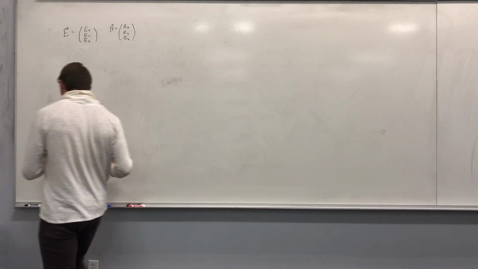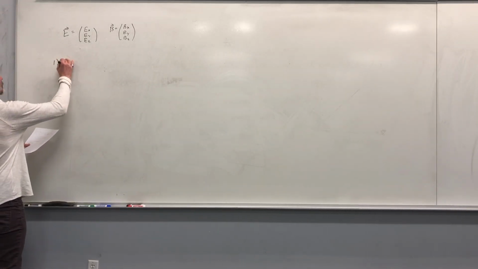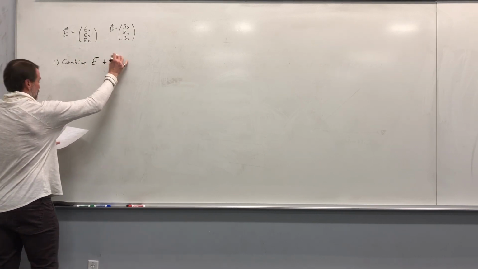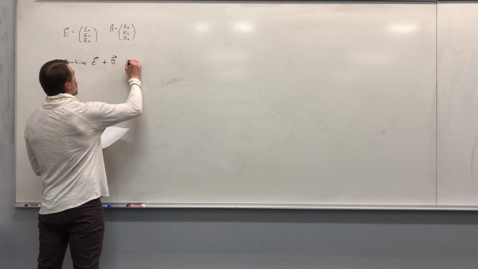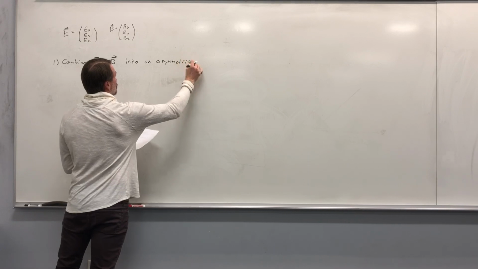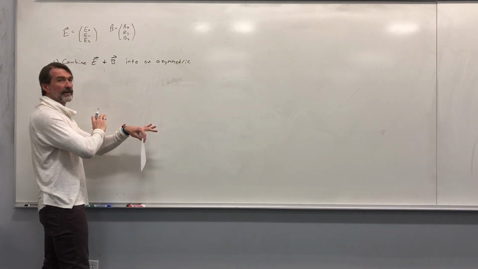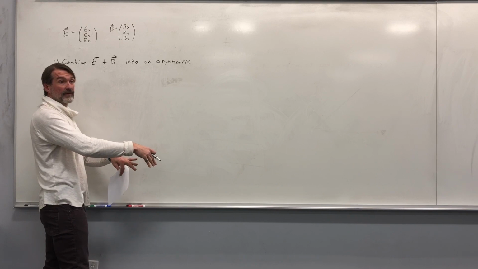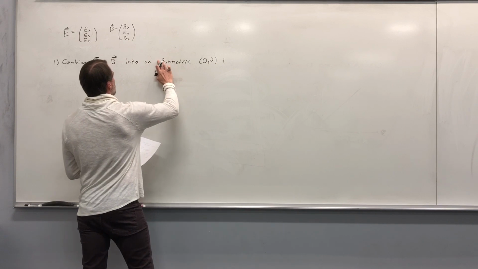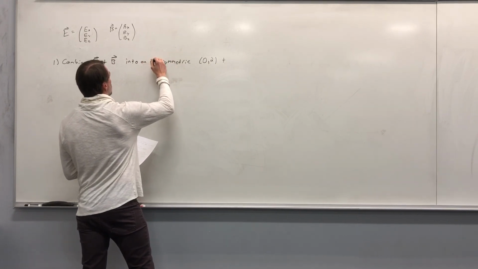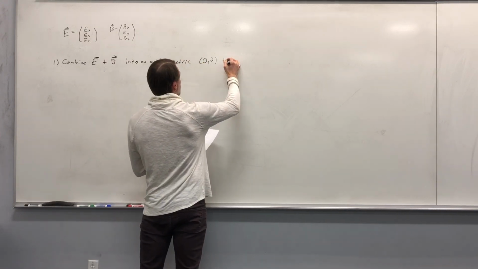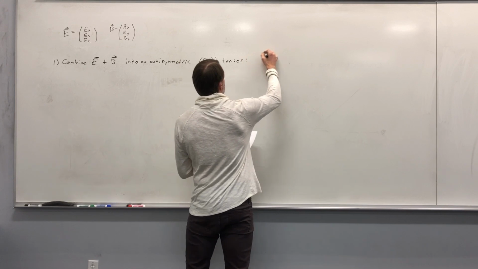So the first way to do it is to combine E and B into an antisymmetric tensor, which means if you transpose it, it comes back negative, which means that all the diagonal elements are 0. Wouldn't that be anti-symmetric? Anti-symmetric, sorry, yeah. I have it written as anti-symmetric. Tensor, which takes the name F mu nu.